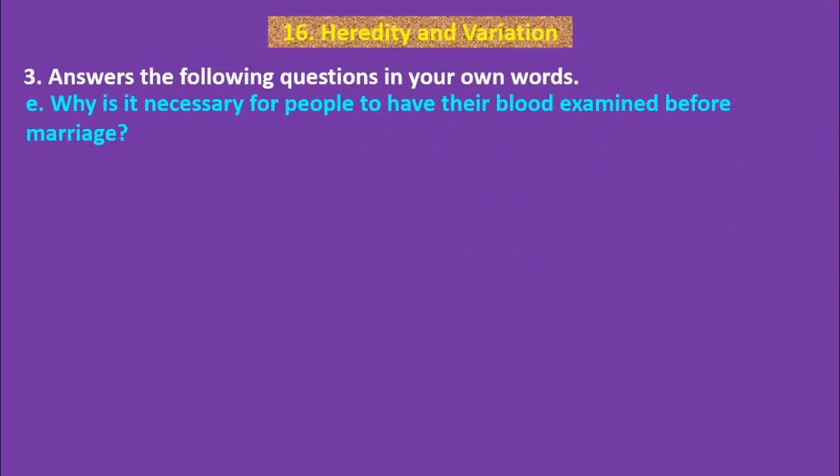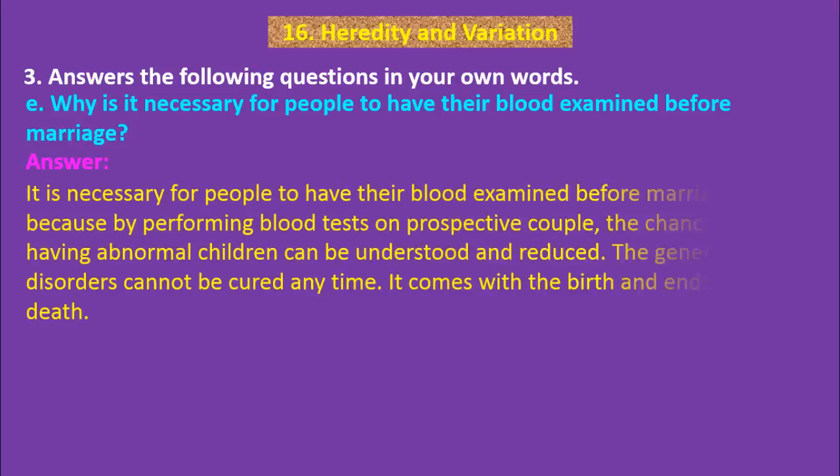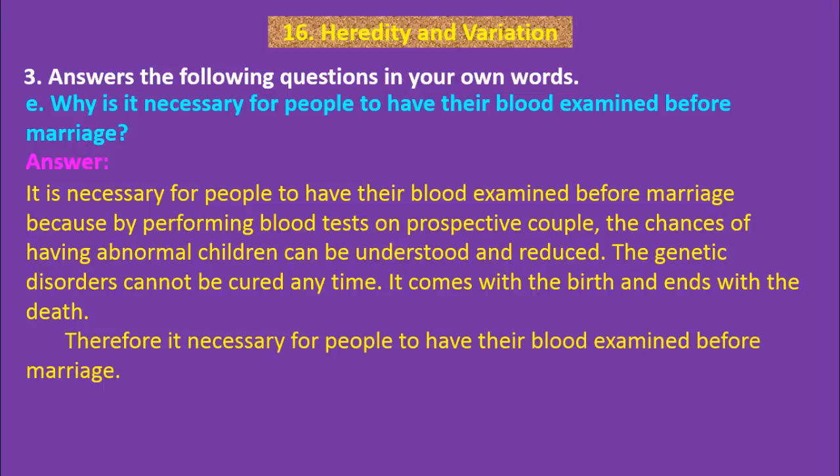E. Why is it necessary for people to have their blood examined before marriage? Answer. It is necessary for people to have their blood examined before marriage because by performing blood tests on a prospective couple, the chances of having abnormal children can be understood. The genetic disorders cannot be cured any time. It comes with the birth and ends with the death. Therefore, it is necessary for people to have their blood examined before the marriage.